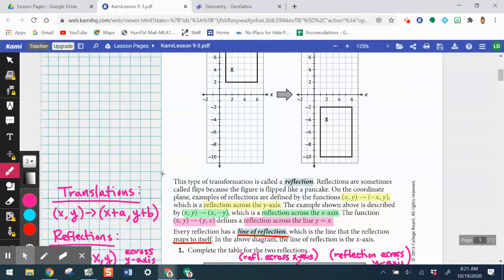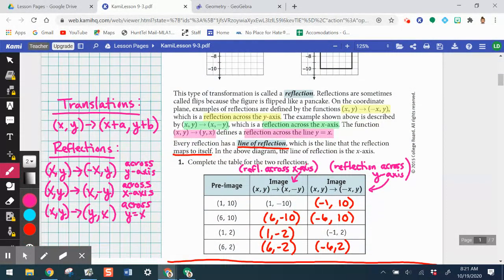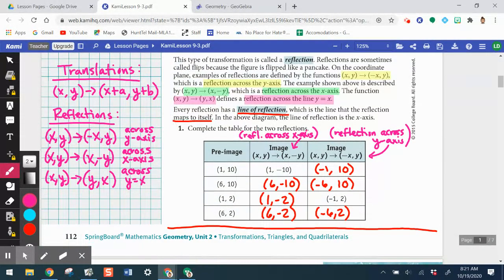Okay, hopefully you've taken a second to digest some of this information. I've highlighted some very important parts of this text, as well as completing the table. If you completed the table correctly, you really just practiced in this first column. This function represents a reflection across the x-axis. So you took all these pre-image points, (1, 10), (6, 10), (1, 2), and (6, 2), and essentially reflected those across the x-axis, where we have these image points. And then the second column was performing a reflection across the y-axis, and you have these image points as a result.